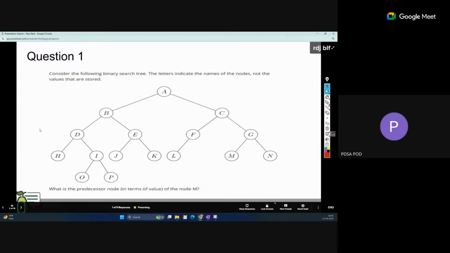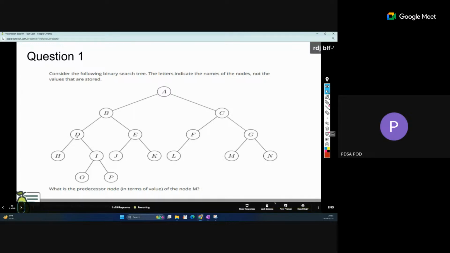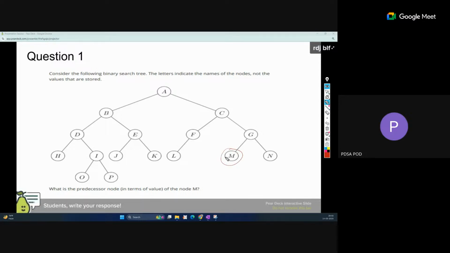So you have this binary search tree where the values are not given, but it is mentioned that these labels are replaced with the values, and all labels follow the binary search tree structure. Now the letters indicate the names of the nodes, not the values that are stored. And what is the predecessor node in terms of value of the node M? So here, this M node, we are just looking for the predecessor node in terms of value.